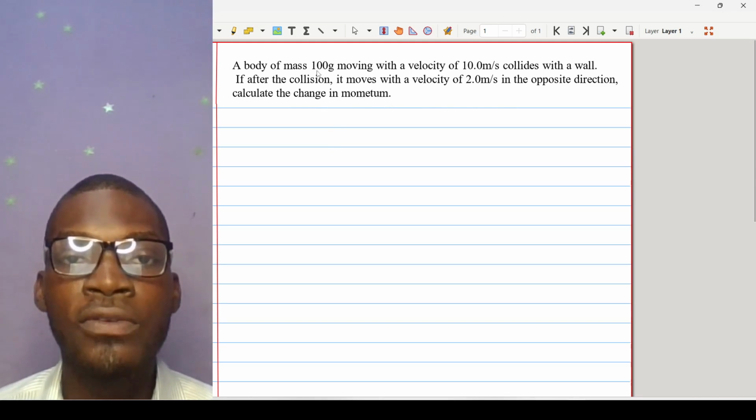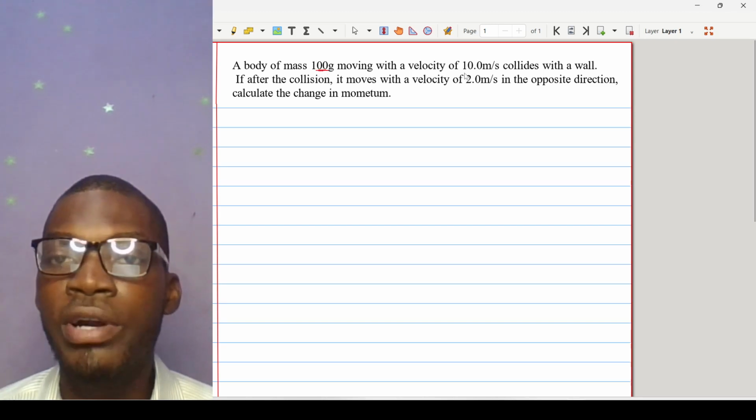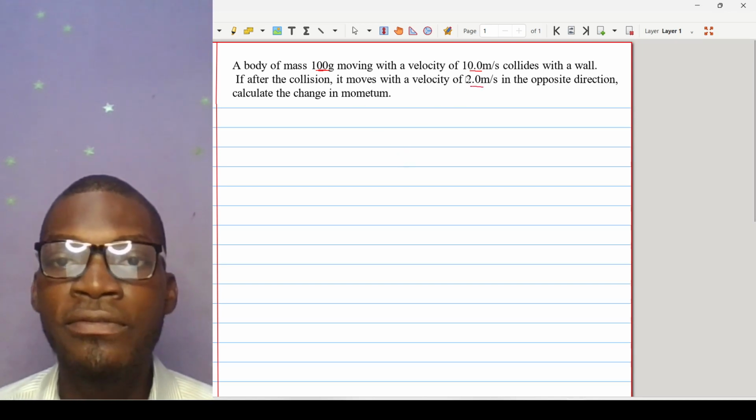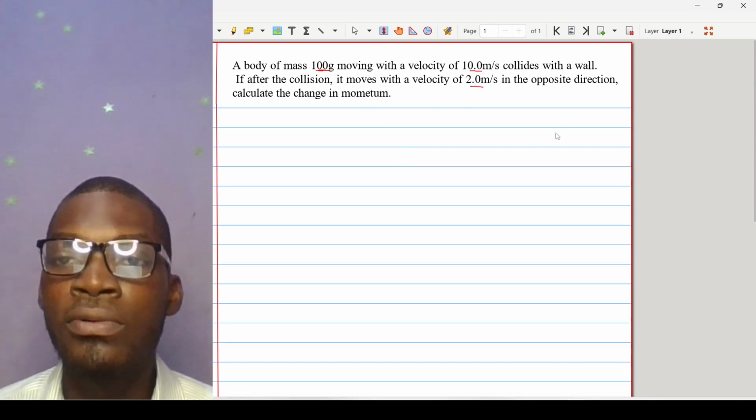So we have to take note of our parameters. Our first parameter here is the mass of 100 grams. Then we have velocity 10 meters per second, and another velocity here, 2 meters per second. So we have two velocities here, given that before collision there was an initial velocity.